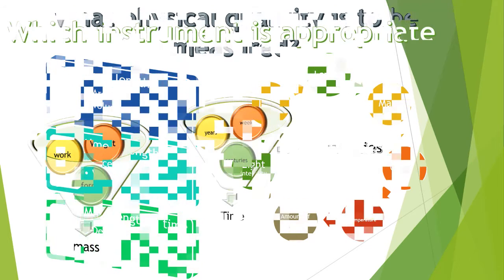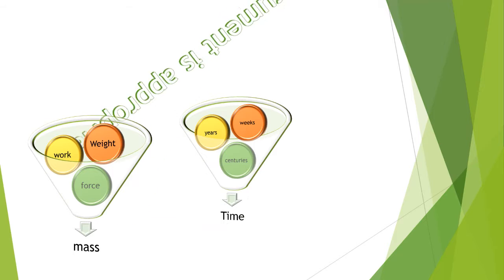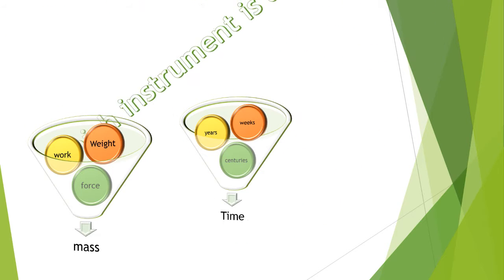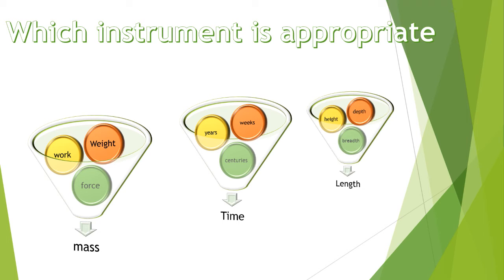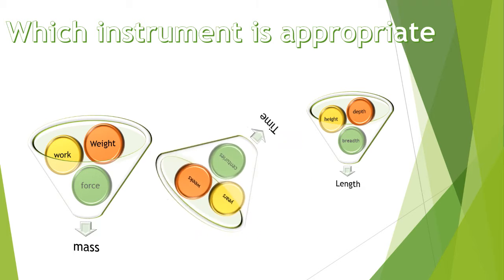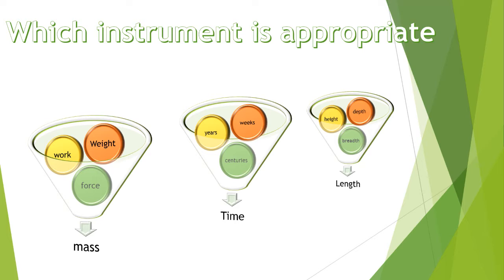While selecting the appropriate instrument, there are a few things which we must keep in mind. If we are required to measure height, distance, depth or breadth of any object, we must use length measuring instruments, as these are all different types of length. Similarly, if we want to measure time, we use time measuring instruments.